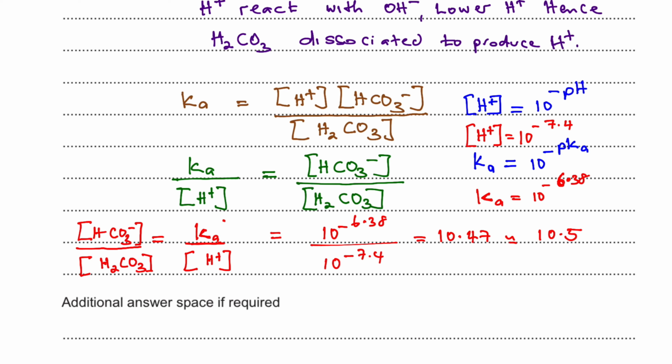Now we know the value of Ka. We're using Ka equals 10 to the power minus pKa, and we're going to write that here. And we know the H+. The H+ is equal to 10 to the power minus pH, because we're given the pH, and we're also given the pKa. So that is what we put at the bottom here, and that ratio gives this value. Therefore, the ratio of the salt to the acid, or the base to the acid, is 10.5.